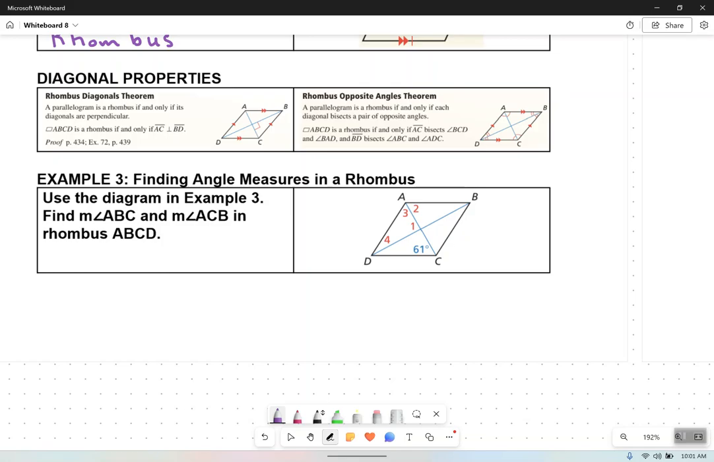Has to be 90 degrees. Okay, you know angle 1. I'm just going to write these all down. Angle 1 has to be 90 degrees, doesn't it? Would you agree with that?